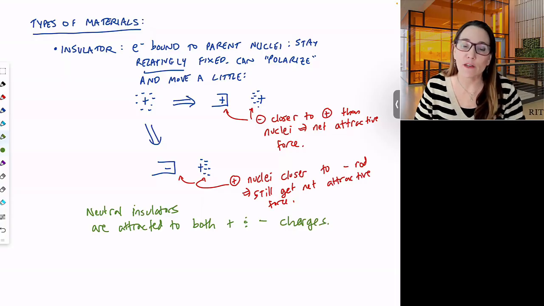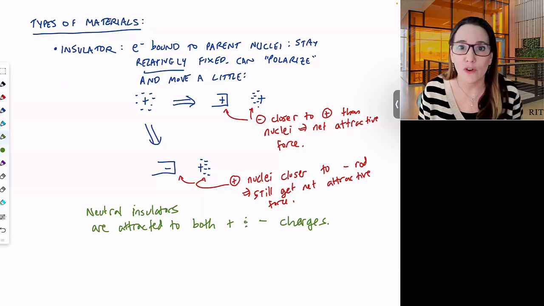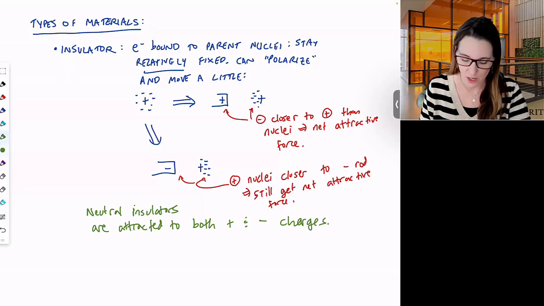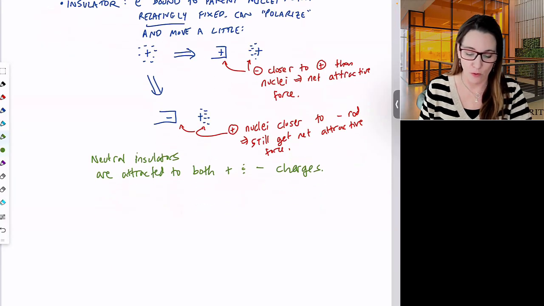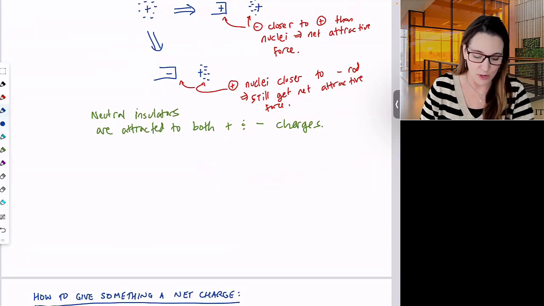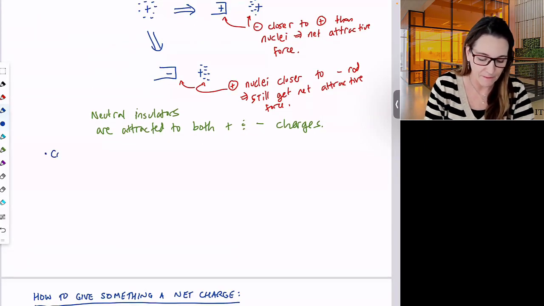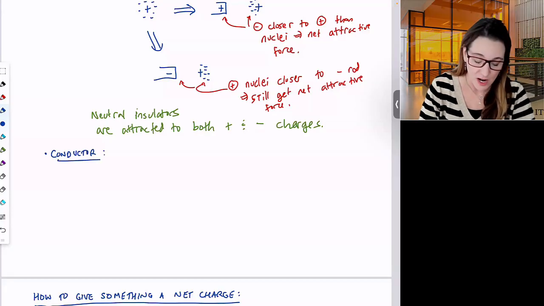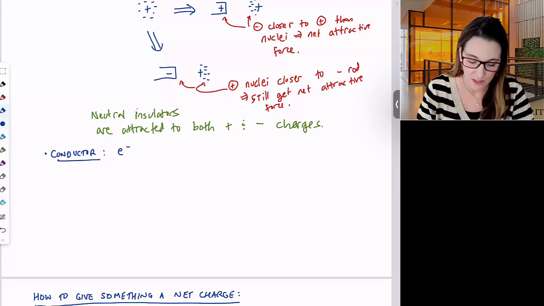And we're going to see the same thing when we start talking about our next type of material, which is a conductor. A conductor allows the electrons to move a lot. So we're still going to get this net attractive force for any neutral conductor, but it's a much stronger force. So let's go ahead and talk about conductors. In a conductor, the electrons are free to move throughout the object.